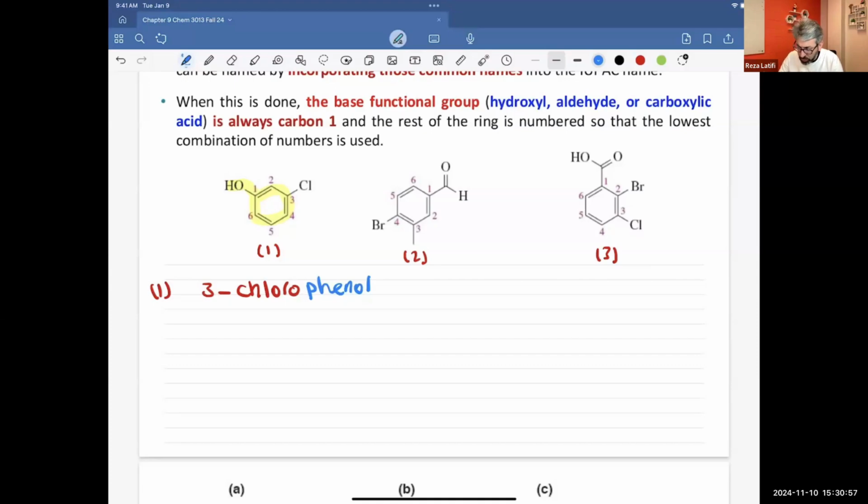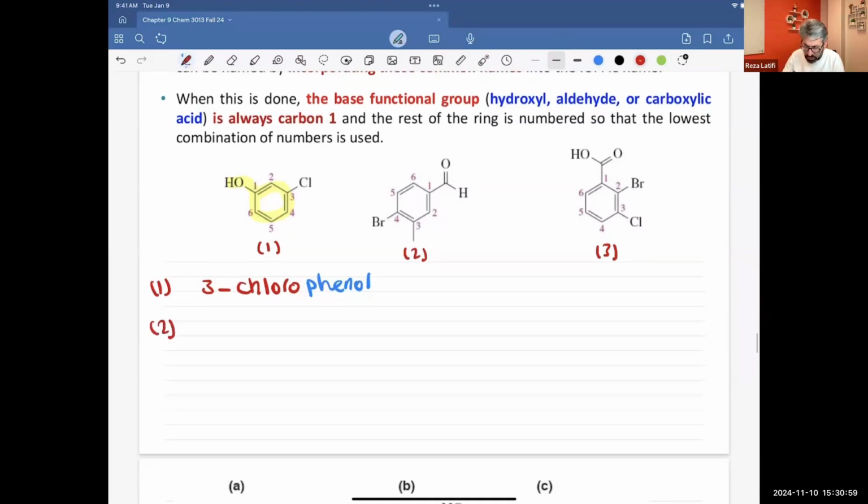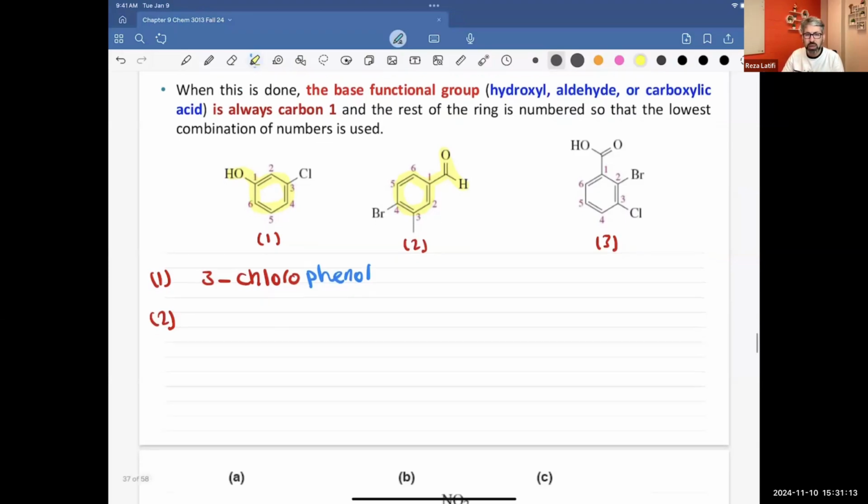phenol. Okay, the second one, we have an aldehyde functional group attached to the ring, and so it will be benzaldehyde. And from the aldehyde group, we can see on the third and fourth carbon we have a methyl and a bromo group. So I'm going to say on the fourth carbon I have bromo. Next, on the third carbon I have methyl. Bromo gets a priority over methyl.